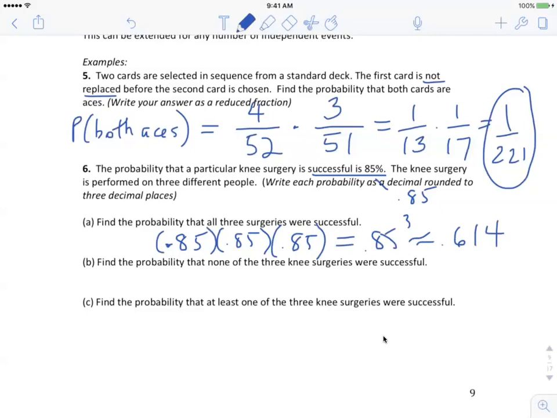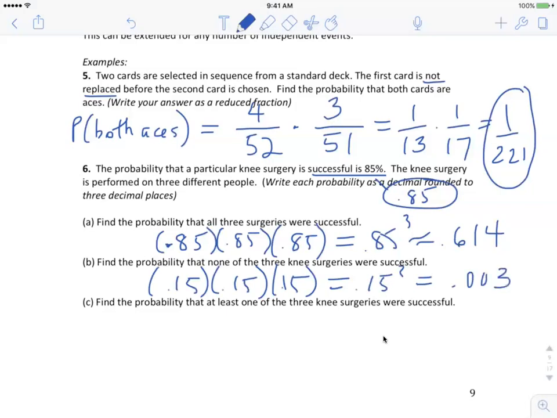The next one, find the probability that none of the surgeries were successful. So if you have an 85% chance of success, then you have a 15% chance of failure, right? Because 1 minus 85 is 15. So for this one, I'm just doing 0.15 multiplied by itself 3 times, or 0.15 to the third power. 0.15 raised to the third power is 0.003. That's the probability that none of them were successful.